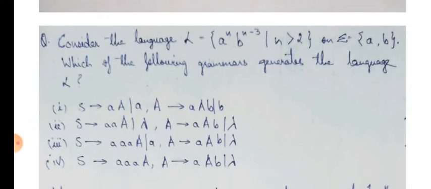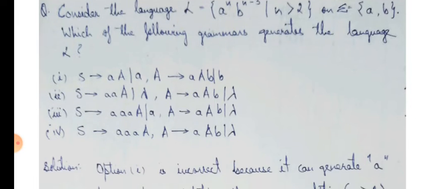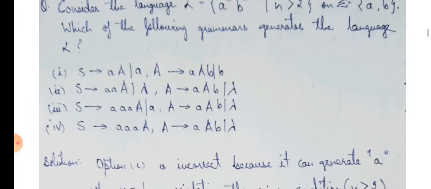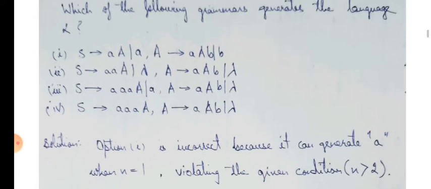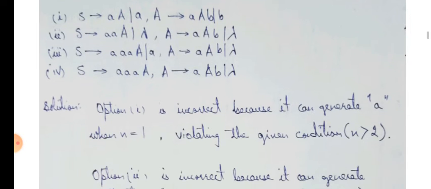The next question: consider the language L equal to a raised to power n, b raised to power n minus 3, with the given condition n is greater than 2, on input alphabets a, b. Which of the following grammars generates the language L? We have been given 4 options and we have to check which grammar generates the language L.